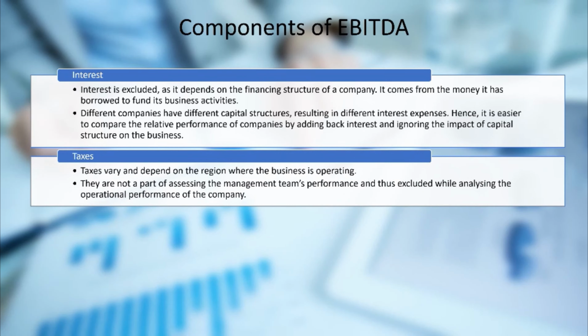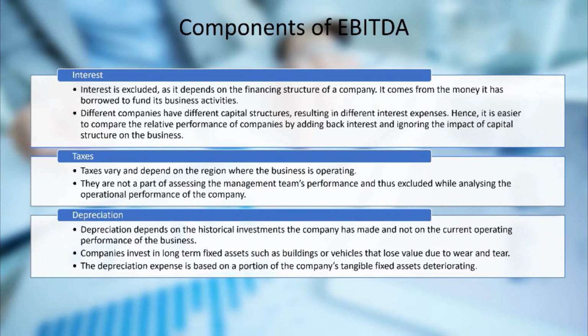Nextly, we have taxes. Taxes vary and depend on the region where the business is operating. They are not a part of assessing the management team's performance and thus are excluded while analyzing the operational performance of the company. Then we have depreciation. Depreciation depends on the historical investments the company has made and not on the current operating performance of the company. Companies invest in long-term fixed assets like buildings or vehicles that lose value due to wear and tear. The depreciation expenses are based on a portion of the company's tangible fixed assets that are deteriorating. Thus, we exclude depreciation while calculating the net operating profits of the business.